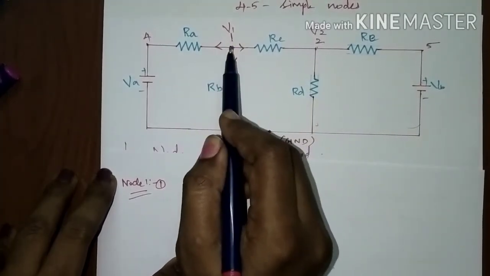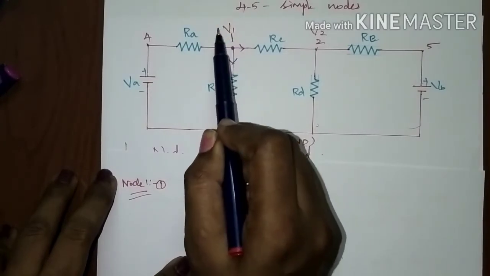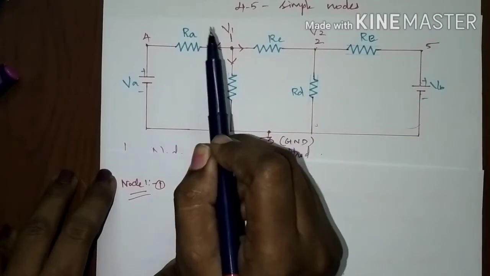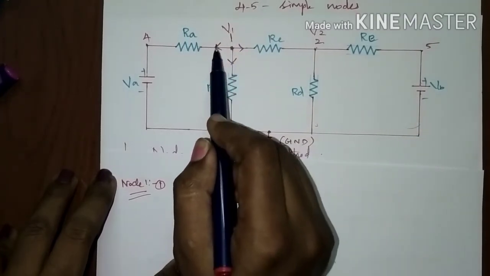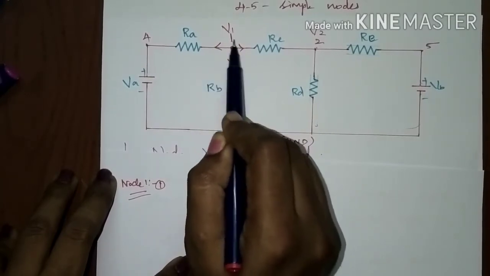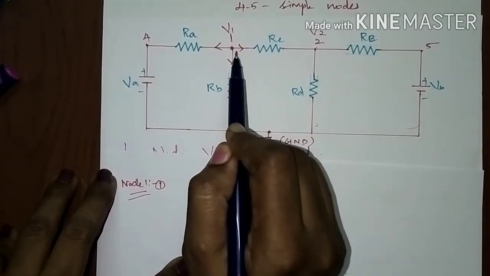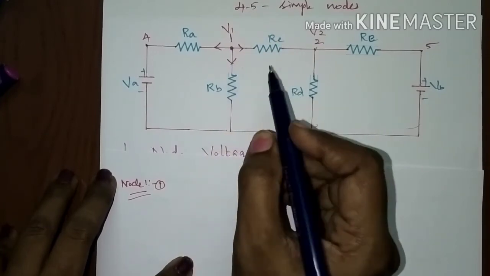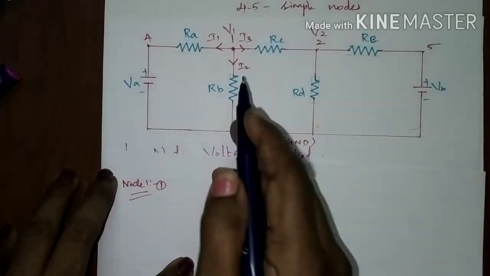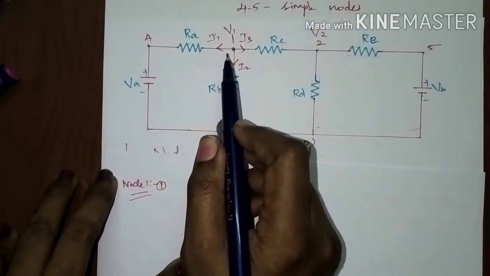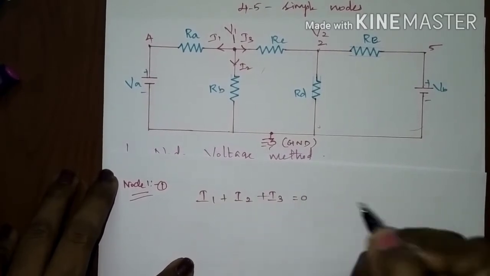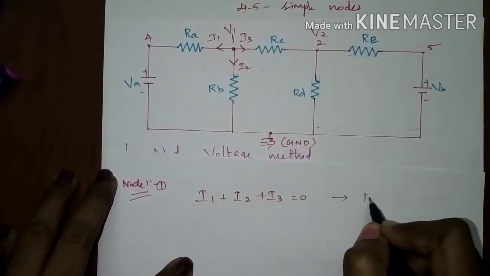So for this node, the current will be leaving from this node. You are assuming this V1 is at higher potential. If voltage is at higher potential, normally current will flow from higher to lower, so the current will be flowing from here to here. If you apply KCL here, all the currents are in the leaving direction, so the sum of all the currents would be equal to 0. Assume these as I1, I2 and I3. In nodal analysis, applying KCL, I1 plus I2 plus I3 is equal to 0. This is according to KCL.